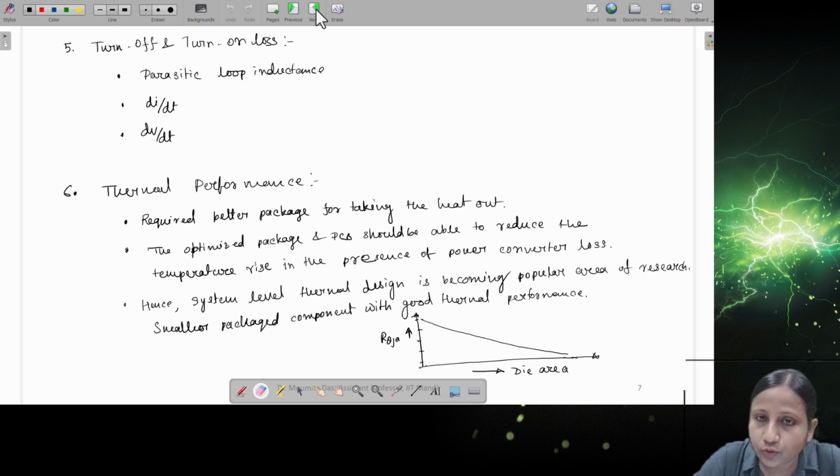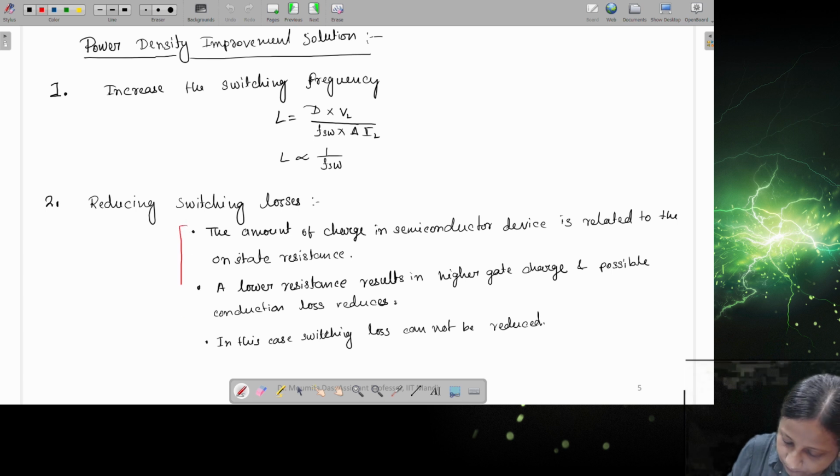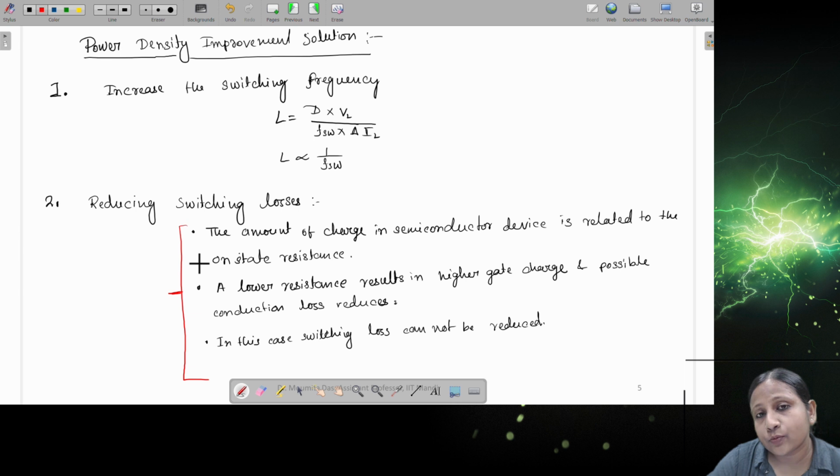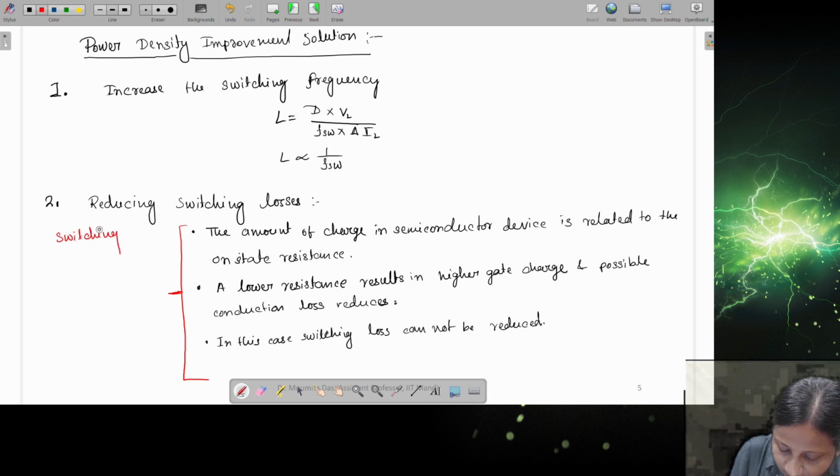Now we have to consider this reduction in the switching losses. How will that be possible? Let me write it down here. Switching losses, we are saying that we can reduce the switching losses. This is possible by using switching loss innovation.